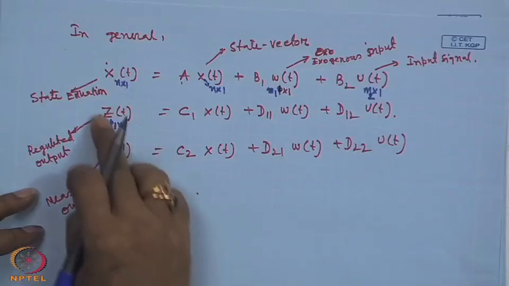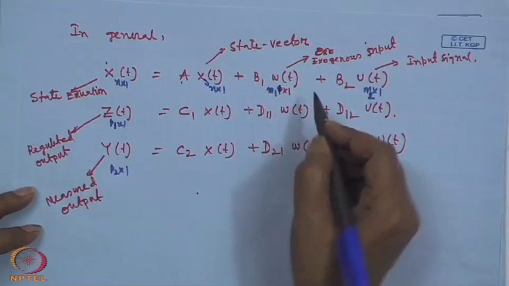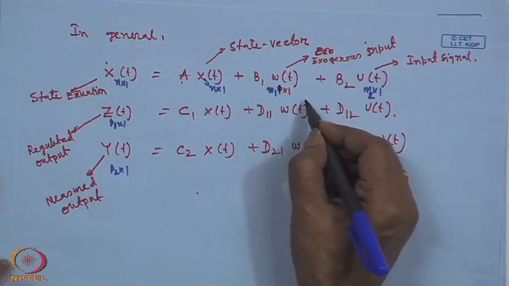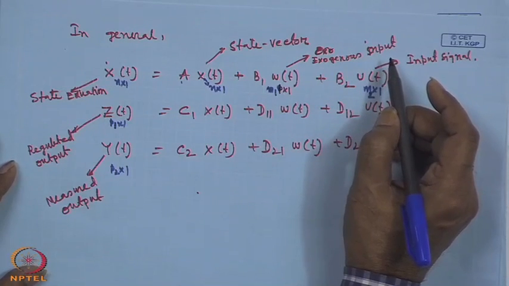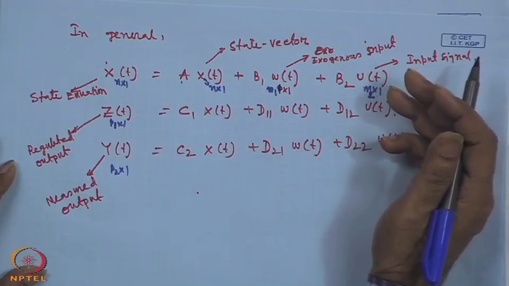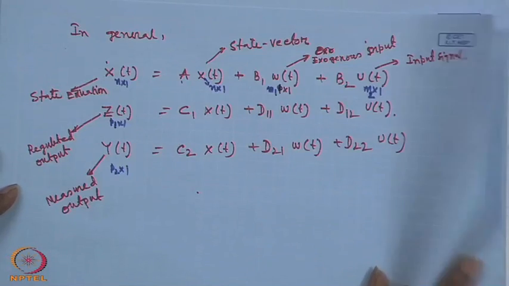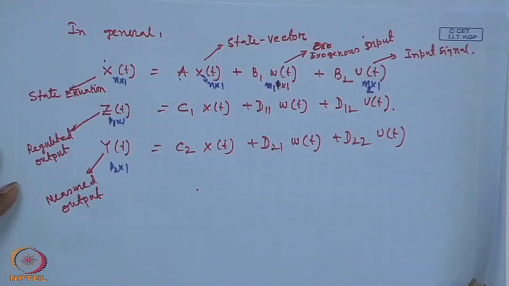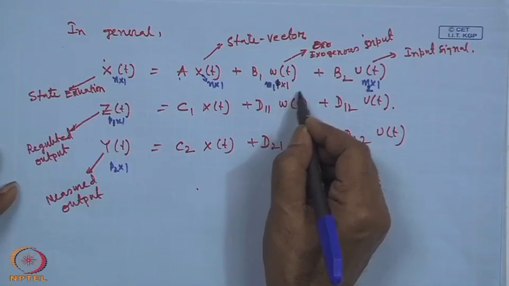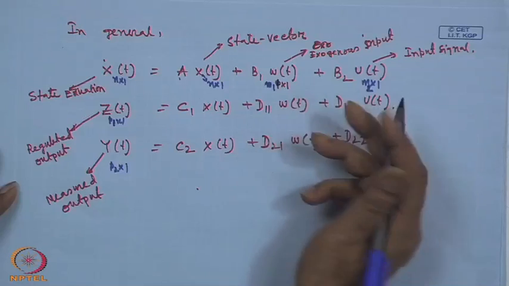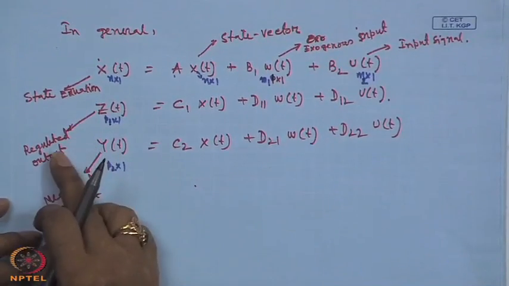But all these things, Z, is the direct effect of this exogenous input. Exogenous inputs are such inputs over which we do not have any control, such as the sensor noise, the external disturbance, and the command input, the command signal. Sensor noise, disturbances and command input we generally consider as exogenous inputs. And the regulated output is what?